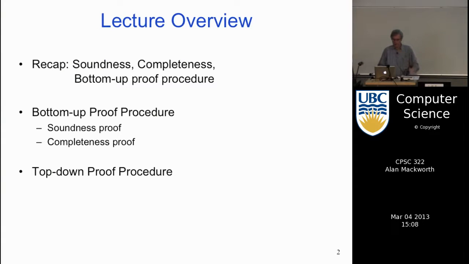So in the recap, we're going to talk about soundness and completeness. We're going to talk about bottom-up proof procedure. In this lecture, I don't think I'll get to top-down proof procedure. I'm pretty sure I won't. We'll do that next time. But I will go over the soundness proof. I think Giuseppe did the soundness proof, and he did not do the completeness proof for a bottom-up proof procedure. And I'll give you two proofs for soundness, one by contradiction and one direct proof by induction, just so you get the idea two different ways. And then we'll do completeness, hopefully.